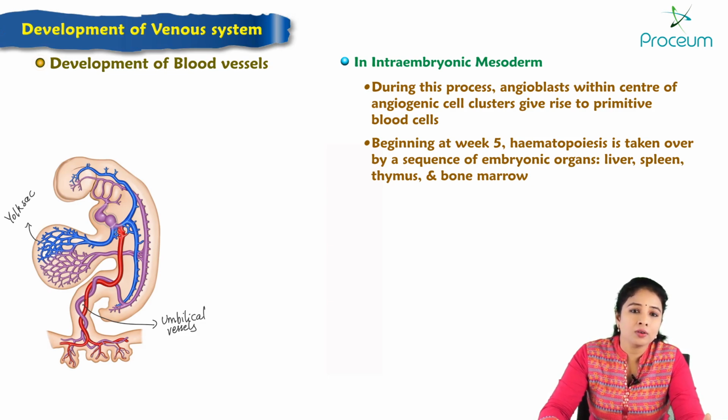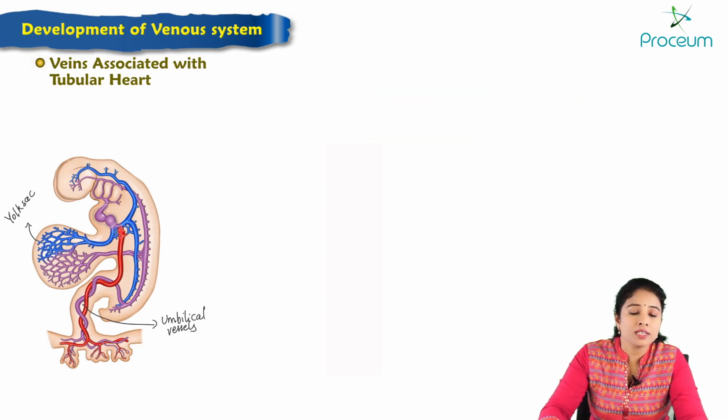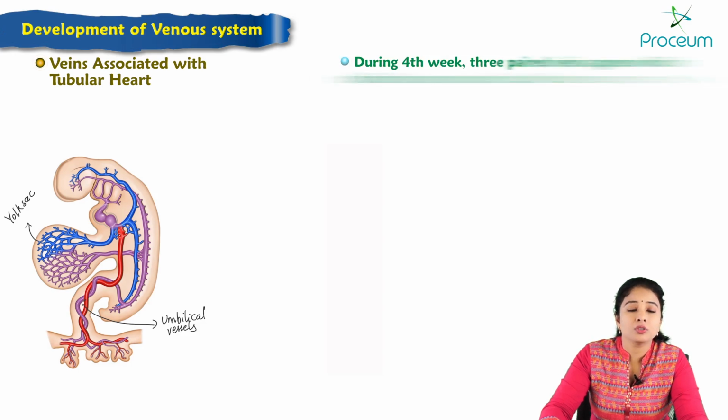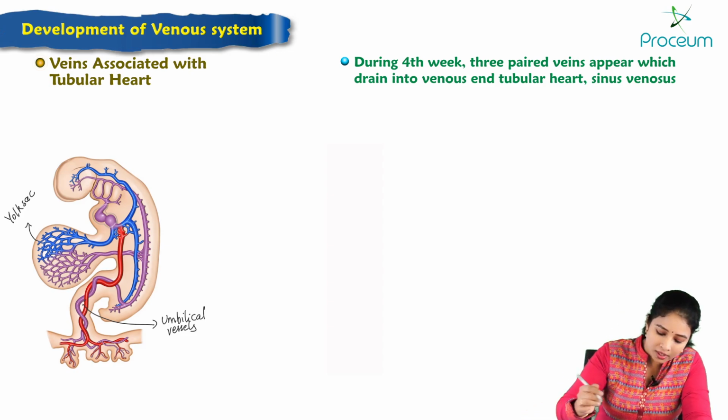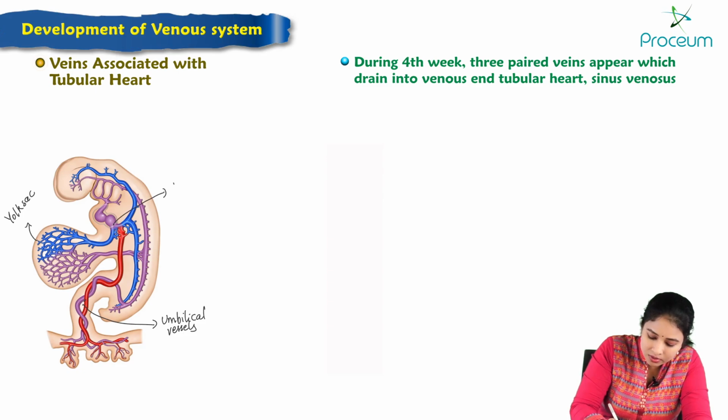Next we shall look at veins associated with the tubular heart. So during the 4th week, 3 paired veins appear which drain into the venous end of the tubular heart, that is the sinus venosus of the tubular heart. So here in this image, this end is the sinus venosus.